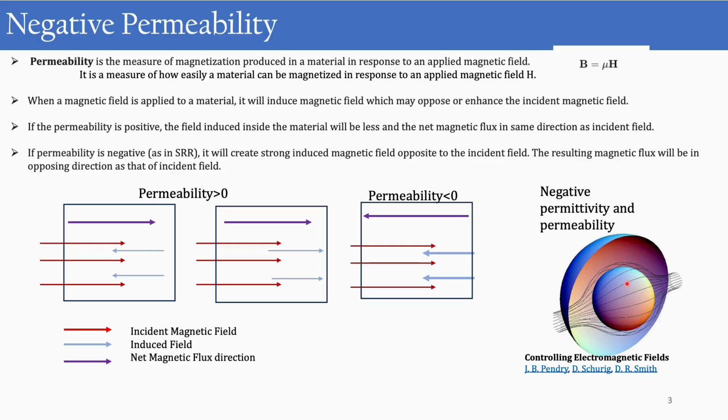So if we have a structure which can provide negative permeability and negative permittivity, it is easy to provide a cloaking structure. Here we have seen that if we have a structure with negative permeability, it will not allow any magnetic field inside it. Similarly, it will happen for the permittivity. So that is the whole idea of negative permittivity and negative permeability.